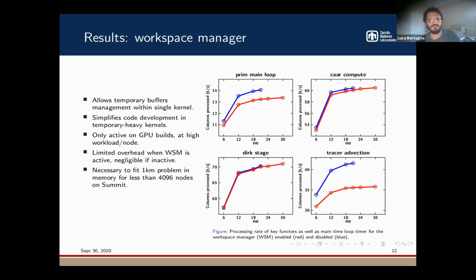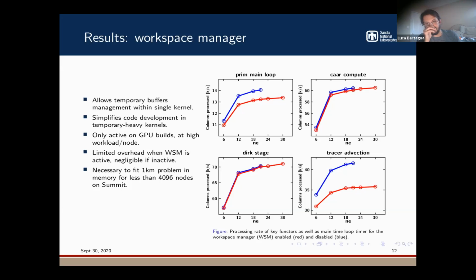But the most important thing is that you're able to fit larger problems on the GPU, which was crucial when we tried to solve the 1 kilometer problem on less than 4,000 Summit nodes. When we tried to go on 3,000 Summit nodes, without this workspace manager that Jim developed, the code would crash because it would run out of memory on the GPU. So this is something that we had to pay attention to when we did our scaling studies.